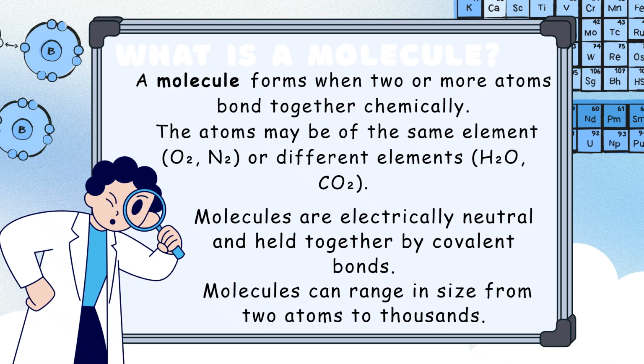Now let's talk about molecules. When two or more atoms bond together chemically, they form a molecule. The atoms may be the same element, like oxygen gas, which is two atoms of oxygen bonded together, or different elements, like water, which is two hydrogen atoms and one oxygen atom bonded together. Molecules are electrically neutral and held together by covalent bonds. They can range from just two atoms to thousands, depending on the substance.